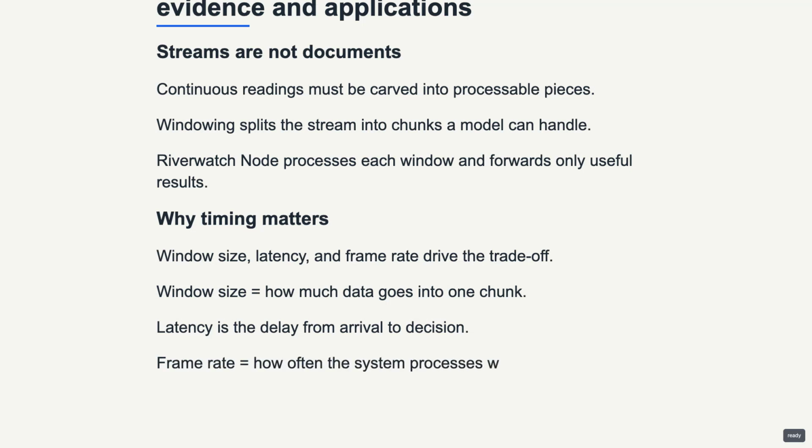A higher frame rate gives more chances to catch short-lived events, while a lower one saves compute but creates blind spots. That is why brief sounds, gestures, or bursts of motion can vanish if they happen between sparse windows.